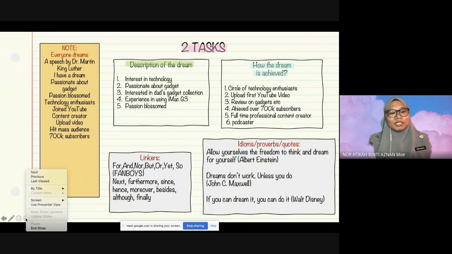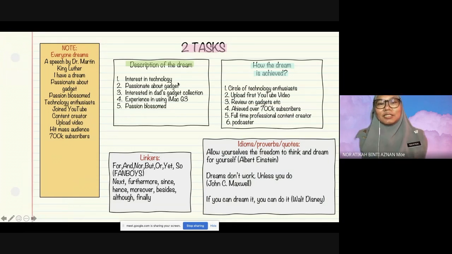Oh, let's take a look at the notes first. There are two tasks: description of the dream and how the dream is achieved. I listed down the keywords here. Roughly the idea: I was suddenly reminded of a speech given by Dr. Martin Luther King. If you don't know him, just Google him. So I Googled some idioms or proverbs or quotes by famous people. Allow yourself the freedom to think and dream for yourself, like Albert Einstein.